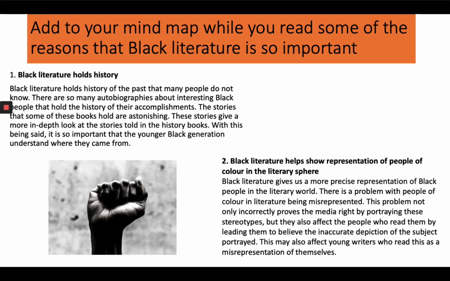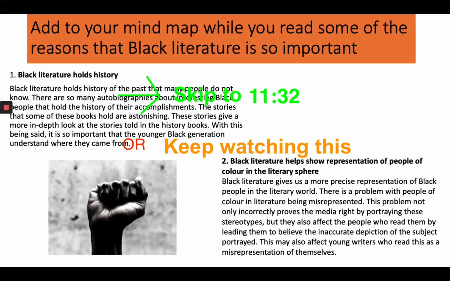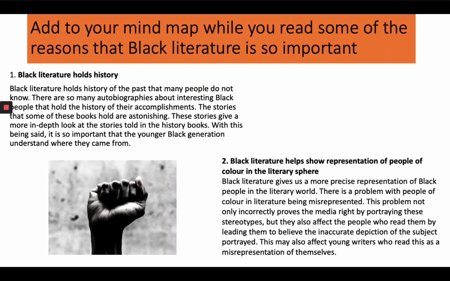And then your final layer is looking at reasons that Black literature is so important. Now, if you've got so much stuff already on your mind map that you have run out of space, feel free to do another mind map or a bullet point list of the things that you find important from the next 5 points. Now, if you're happy to read through these by yourself, you can skip on in the video. If not, stick with me and I'll read each point through with you. And you can just pause after each point to add to your mind map or your new bullet point list.